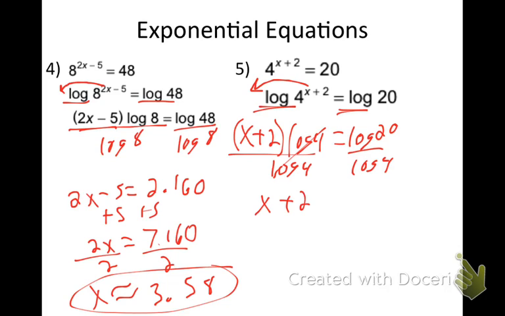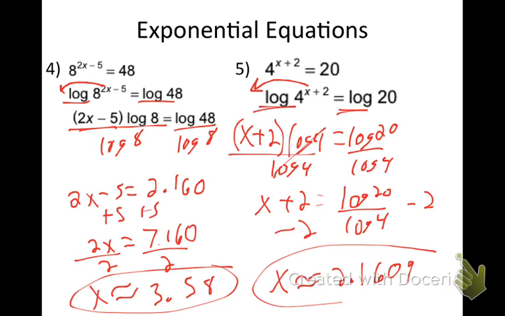So I have x plus 2 equals log 20 over log 4. And then what is the last step I want to do here? Andy, I'd want to subtract 2. And what do you get for an answer, Andy? X comes out to be approximately what? 2.1609 is correct. Nice job. All feeling pretty good about those?